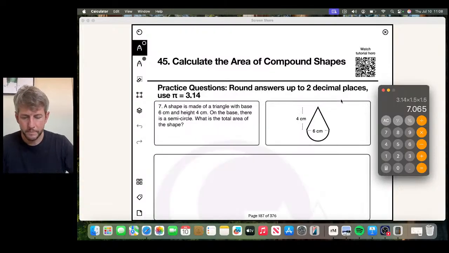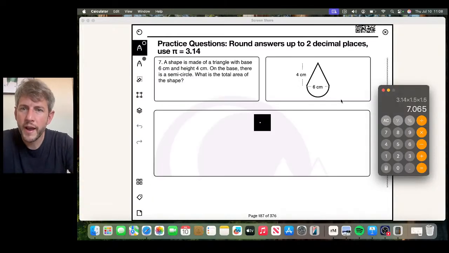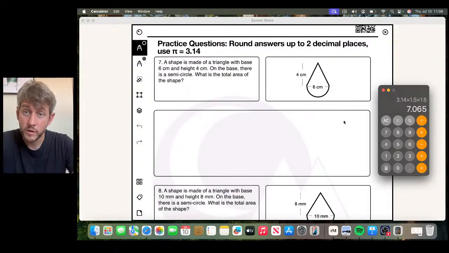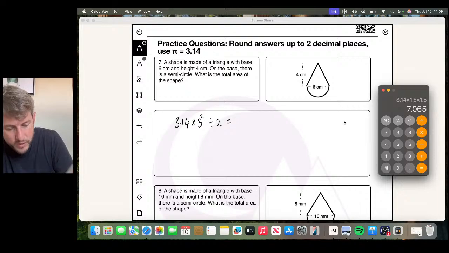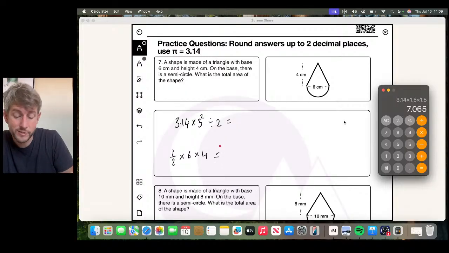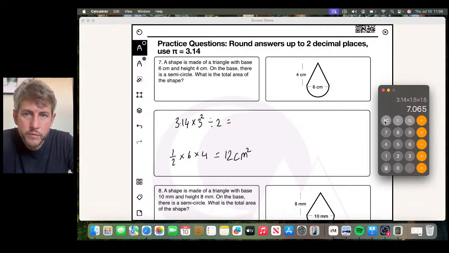Let's keep going here. And so this time we've got a triangle and a semicircle. Okay, so let's do the semicircle first. Well, the semicircle is half the circle. The radius of the semicircle is going to be 3. So we're going to do 3.14 times 3 squared, and that would give us the whole circle, but we're going to have to divide that by 2 because we only want the semicircle. And then we've also got the triangle here, which is a half times the 6 times the 4. Half times 6 times 4 I can do in my head. Half of 6 is 3, 3 times 4 is 12. That's 12 centimeters squared.